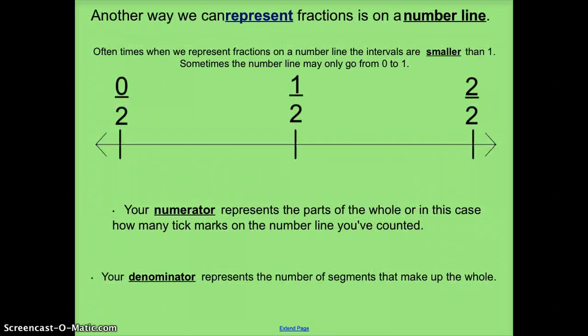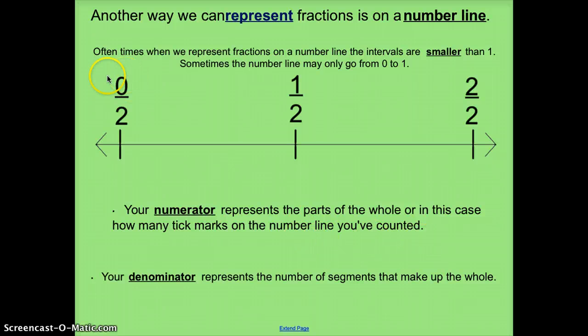Some things we need to look at are our number lines are pretty much always going to be smaller than 1. And lots of the number lines are going to go from 0 to 1. So here's an example. The numerator represents the parts of the whole, or in this case, how many tick marks on the number line we've counted.